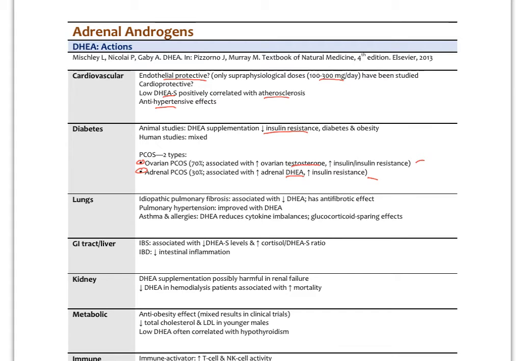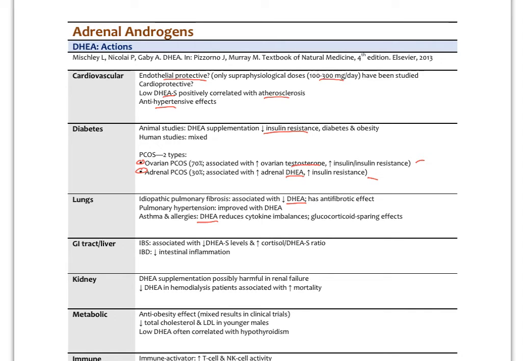In the lungs, again, DHEA has, along with cortisol, a very protective role. We know that in idiopathic pulmonary fibrosis, DHEA has an antifibrotic effect, and pulmonary hypertension is improved with DHEA. In asthma and allergies, very important consideration. A lot of my, especially pediatric asthma patients, respond very well to the stimulant adaptogens, which upregulate the DHEA, and this helps to decrease their use of inhalers and makes their need for inhaled corticosteroids a lot less.